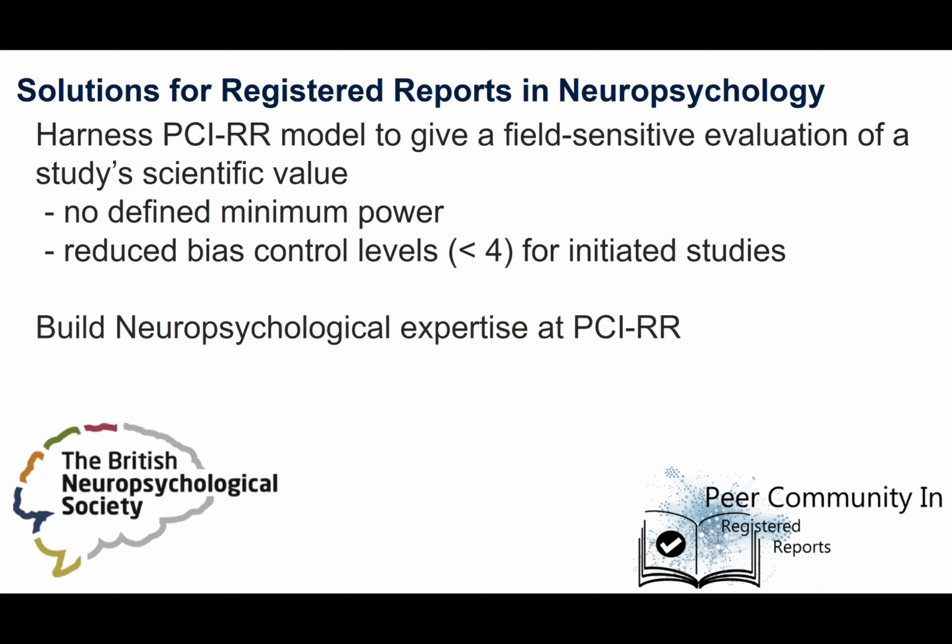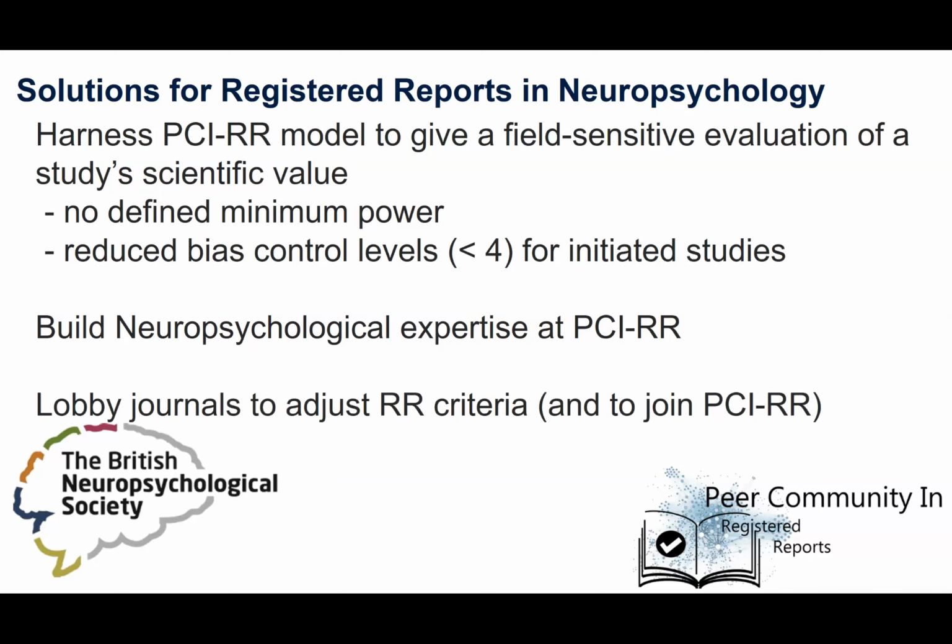And if we wanted to make this happen within PCIRR itself, and there are good reasons that we might want to do that, then we need to build up a strong contingent of neuropsychological expertise there by encouraging colleagues to join as recommenders and reviewers. We also need to work to educate and lobby relevant journals to adjust their registered reports requirements to be more accommodating to neuropsychological work, and ideally to sign up to become PCIRR-friendly journals themselves.